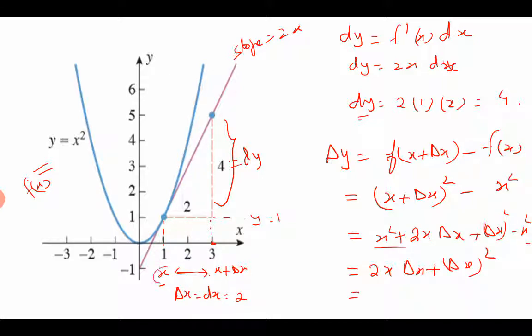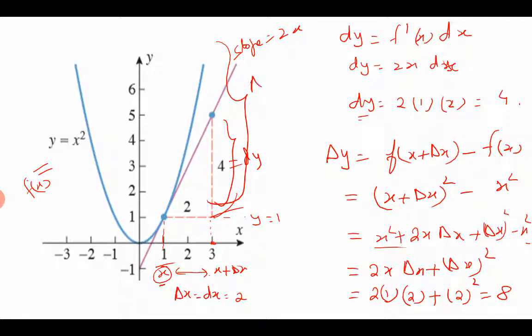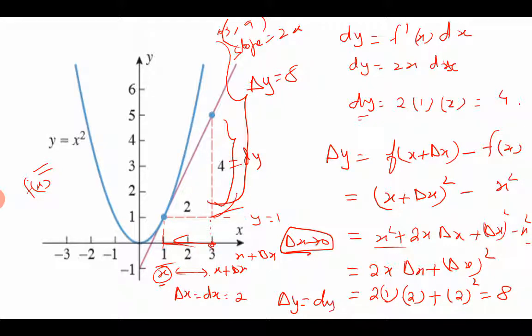x is 1 here, so 2 into 1. Del x is 2, so del x squared is again 4, so this is 8. So when x is 3, you will find 8 units here. The del x, this is from here, isn't it? Del y is 8, so the point here will be 3,9. The beauty is when you move in this direction, when x plus del x approaches x, that is when del x approaches 0, both del y and dy will be same.